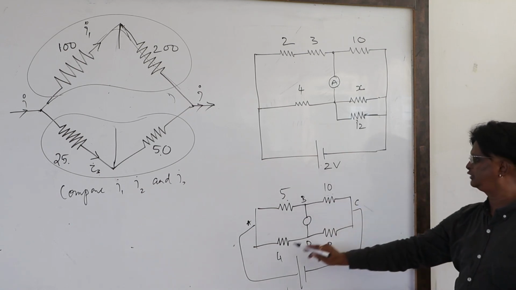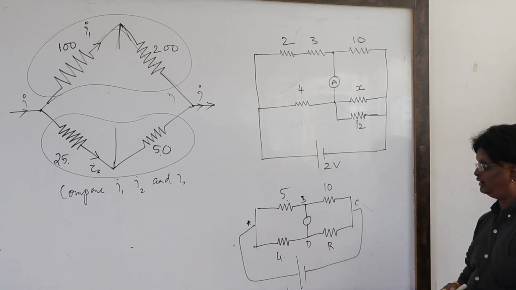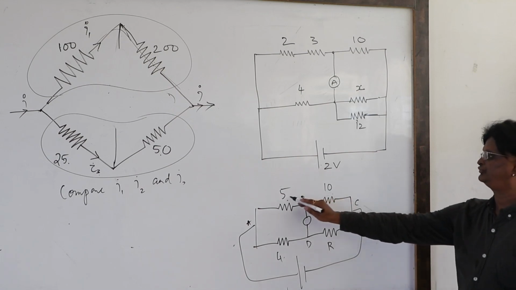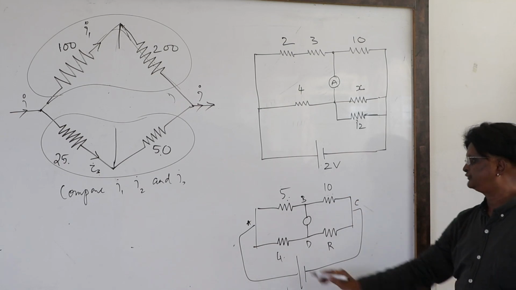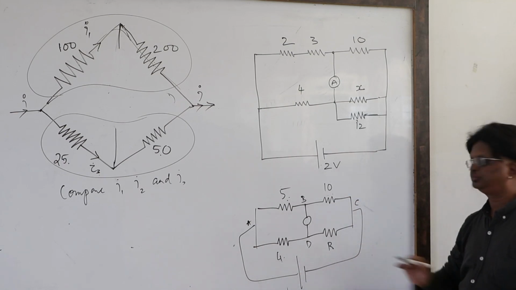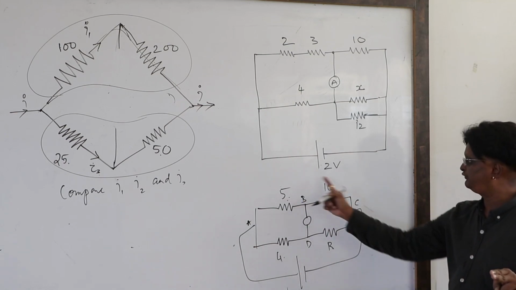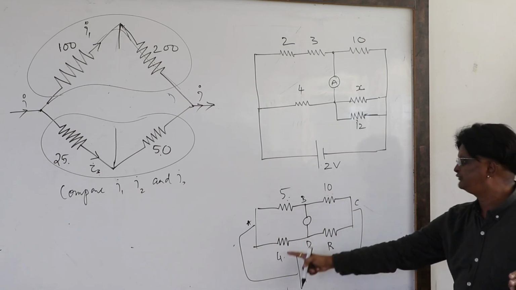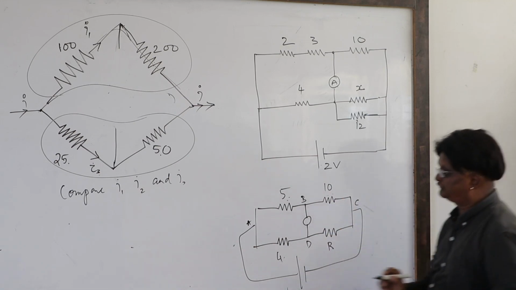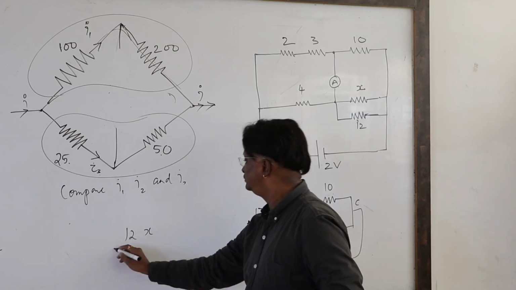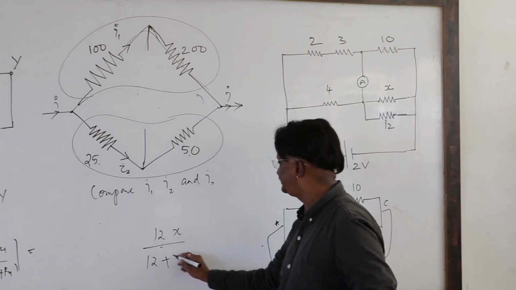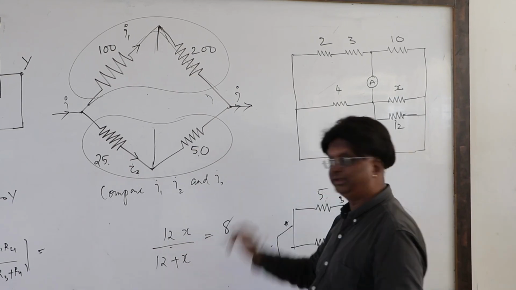R1 by R2 is equal to R3 by R4. So what is R1 by R2? 5 by 10, therefore it is 1:2. Therefore for the 4 ohm, R should be double. See, 5 twos are 10, therefore 4 twos are 8. Therefore the condition now I am writing is 12x by 12 plus x equal to 8.